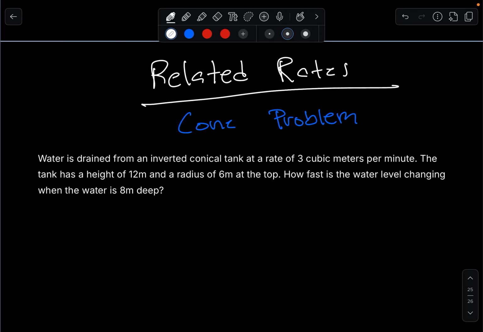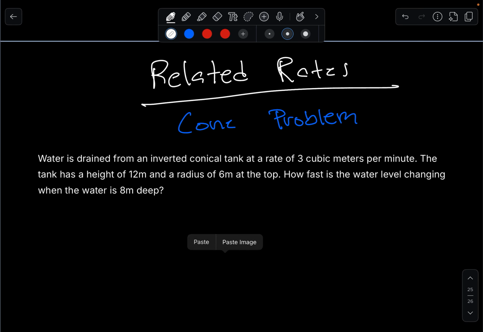All right, let's do another common related rates problem, a conical problem or a volume problem. This is very common on the AP exam and just any exam in college that deals with related rates. So, water is drained from an inverted conical tank at a rate of 3 cubic meters per minute. The tank has a height of 12 meters and a radius of 6 meters at the top. How fast is the water level changing when the water is 8 meters deep?